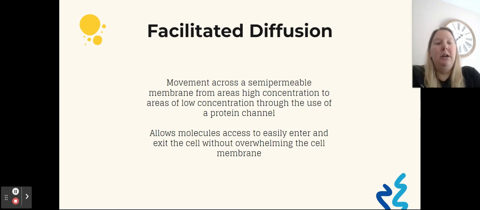Facilitated diffusion, we showed this on that passive transport slide. This is the movement across a semi-permeable membrane from areas of high concentration to areas of low concentration through the use of a protein channel. So when we talked about the cell membrane, we talked about how proteins can serve as doorways or channels.